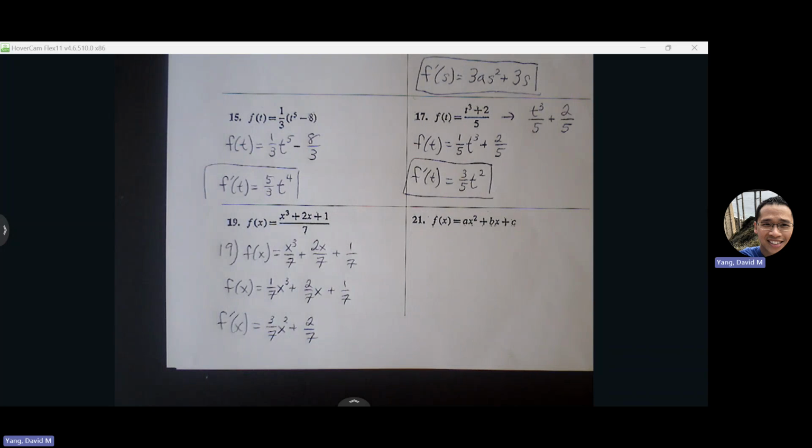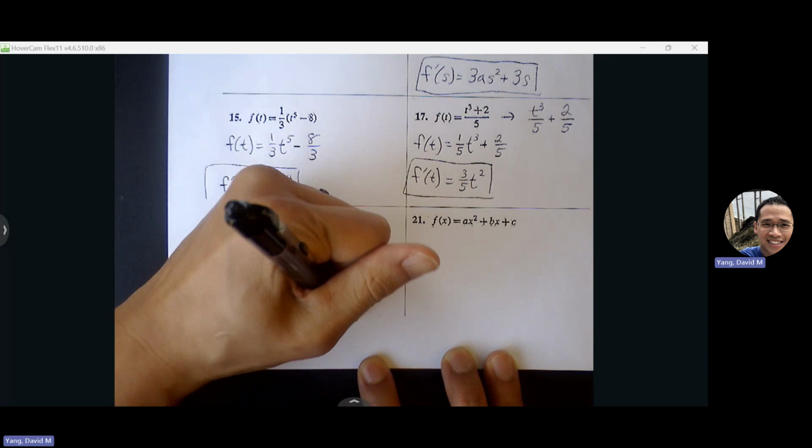Can you combine that to be 3x squared plus 2? Sure. Yeah, you can put it into a common denominator if you like. You don't have to, but you can.